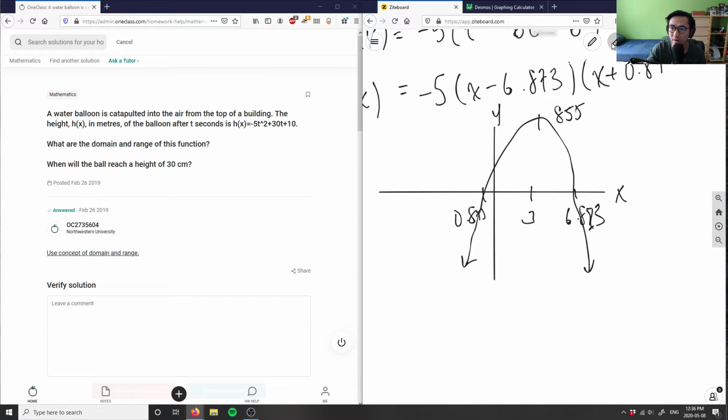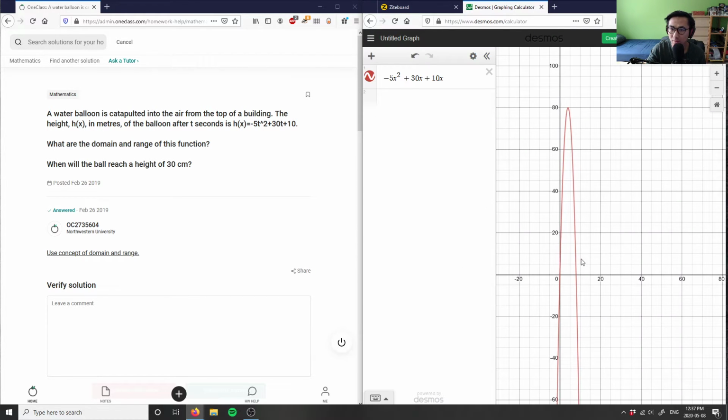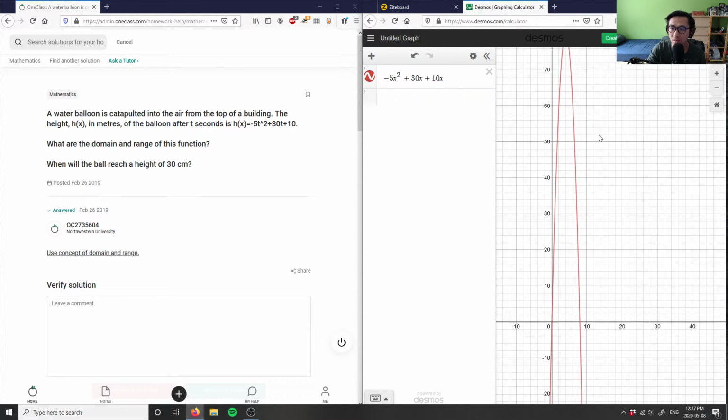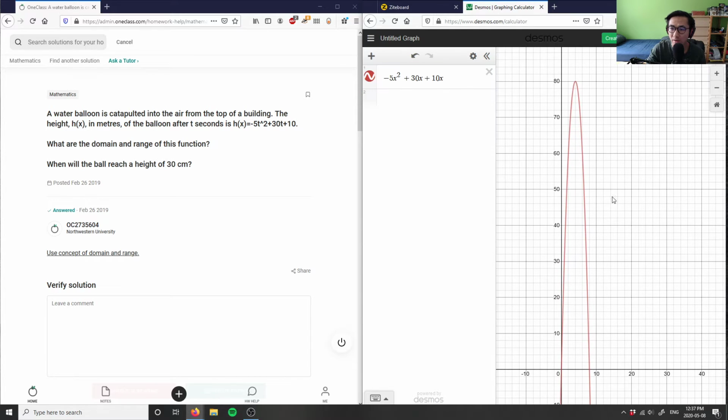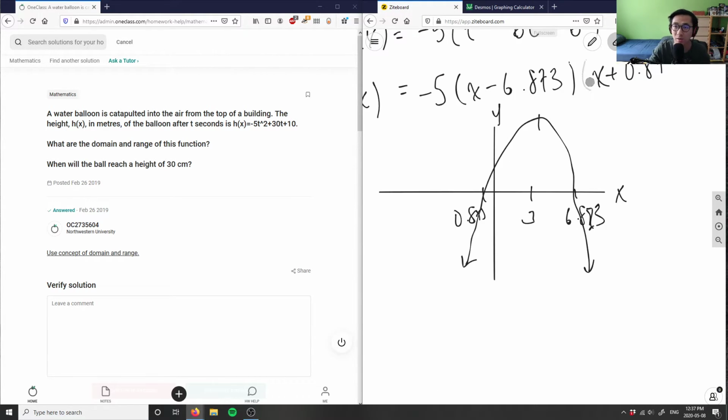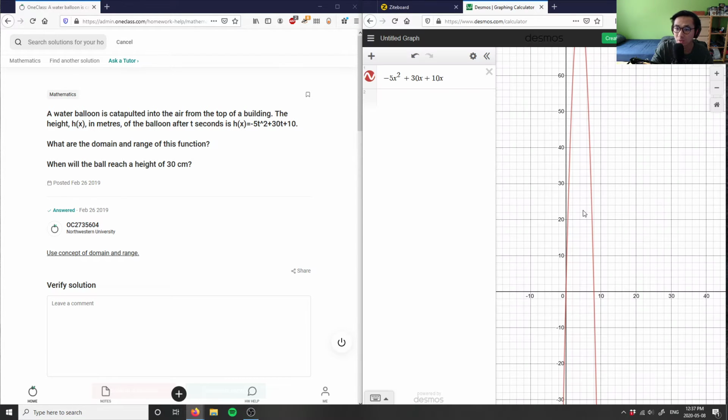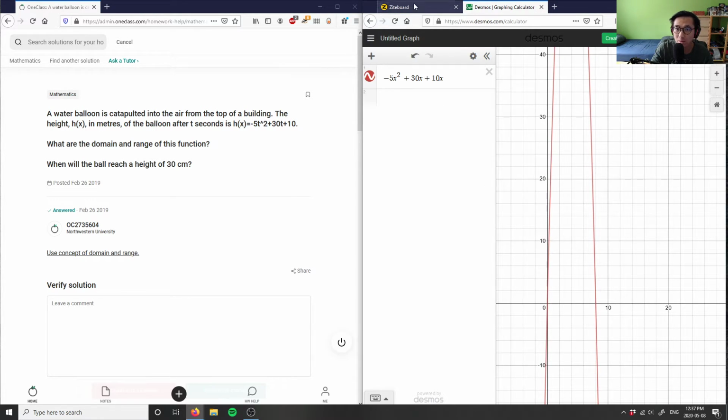Oh, I don't know why it's 855 here. This is not 855. The vertex here, I think I might have done my math incorrectly. It's actually 4 and 80. Sorry, not 3 and 80. I think I messed up my math. I'm supposed to add both guys here. So it's 6.873 plus 0.873, which will give me a value of about 7.876. So let me just check my x-intercepts for us here.